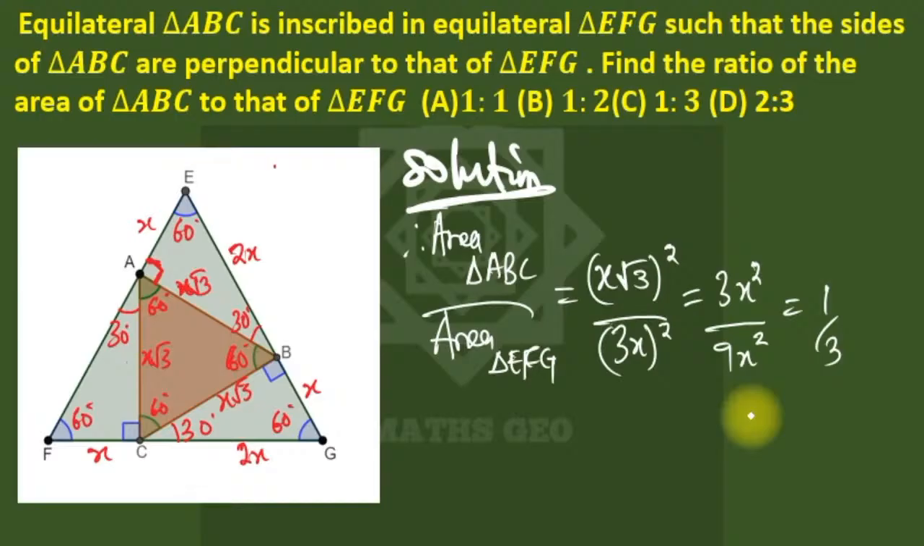So we can generalize that for an equilateral triangle to be inscribed in another equilateral triangle, the sides must be perpendicular and the ratio of the areas will be 1 is to 3. So that's it. Let's look at the next one.